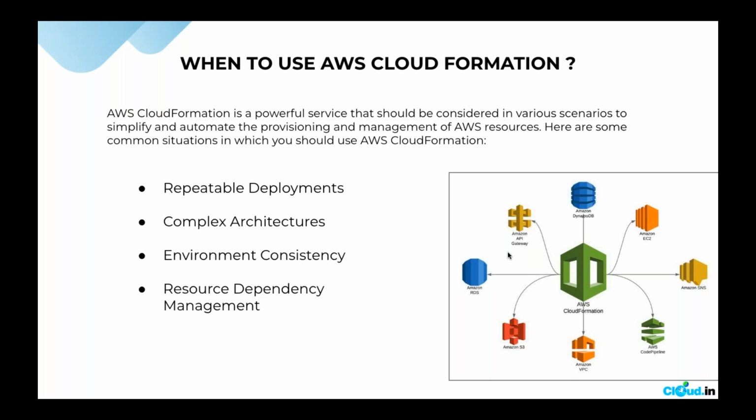So firstly, if you have a repeatable deployment, when you need to deploy the same set of AWS resources multiple times. The best example for this is if you have multiple applications and you want to host them in EC2, and you have multiple EC2 instances to be created, you can use CloudFormation in this case. CloudFormation ensures consistency and repeatability. This is very valuable in development, testing, staging, and production environments, as I said.